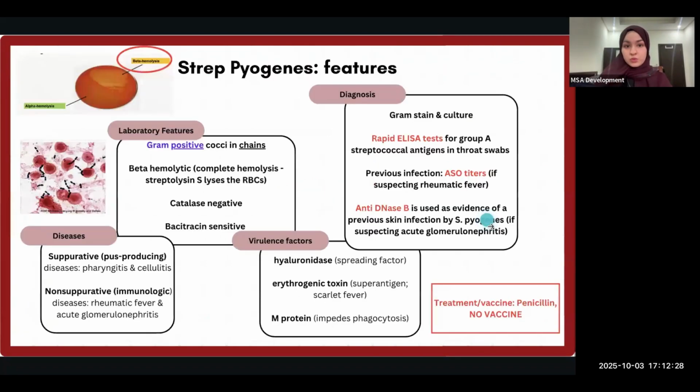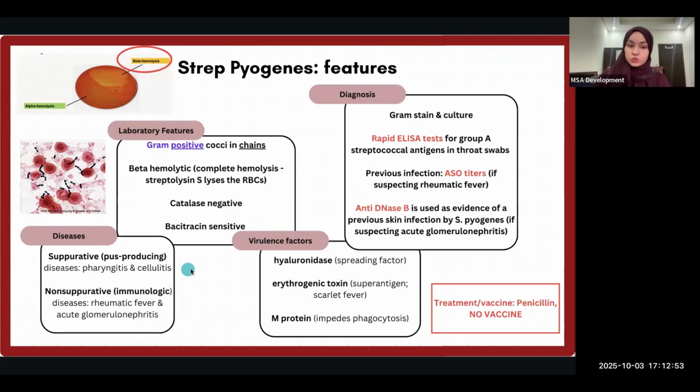So starting off with strep pyogenes. You guys probably already know these features, so I'm not going to go into them in detail. I just wanted to have everything in one place for you guys. But what do you need to know about strep pyogenes? It is beta hemolytic. They are gram-positive cocci in chains. Catalase negative, bacitracin sensitive. These are the diseases that it can cause.